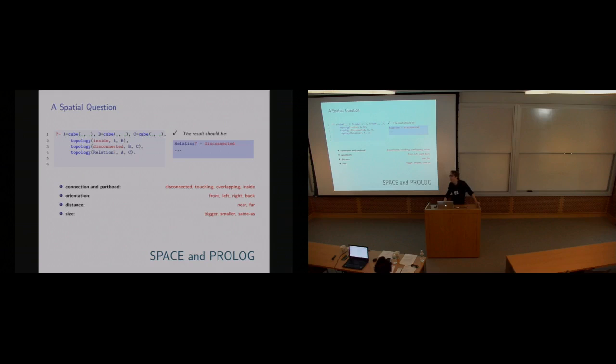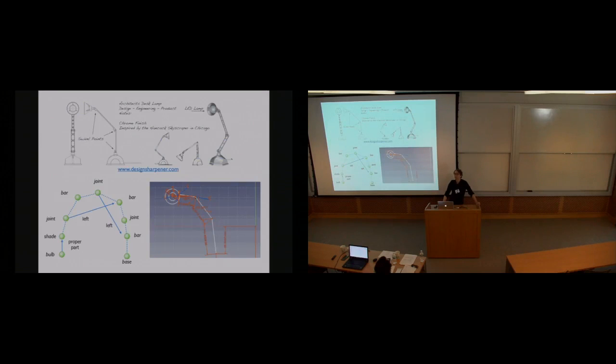And there are many other aspects of space that we will want to reason about in the same way, right? We might have some topological relations, some orientation relations, some size relations. So I'll just quickly run through these. So topology: disconnected, touching, overlapping, being inside. Orientation: front, left, right. Distance: near, far. And size: large or small. Okay. So then if we apply this to a domain, maybe we're doing some very simple product design scenario.